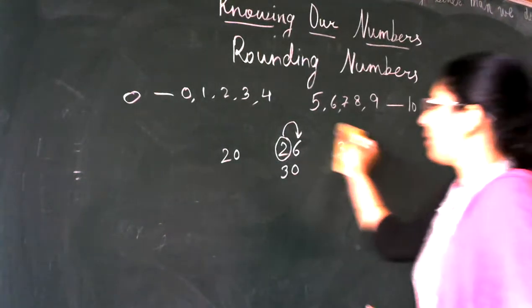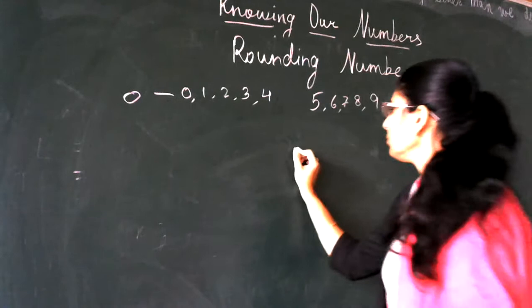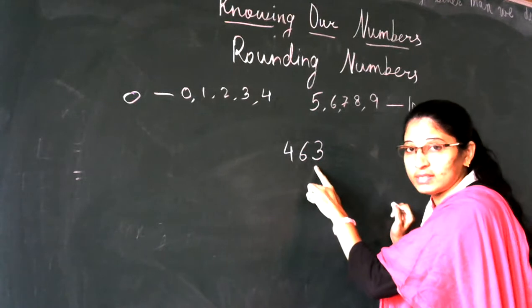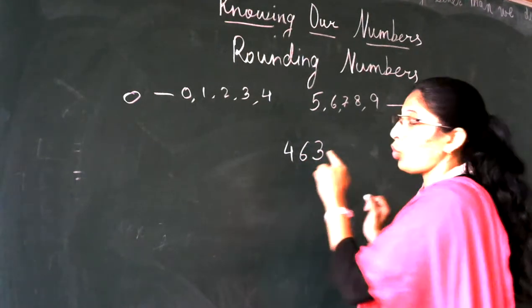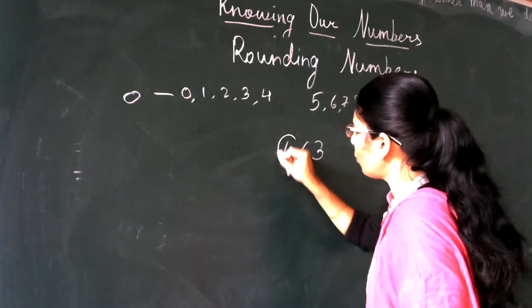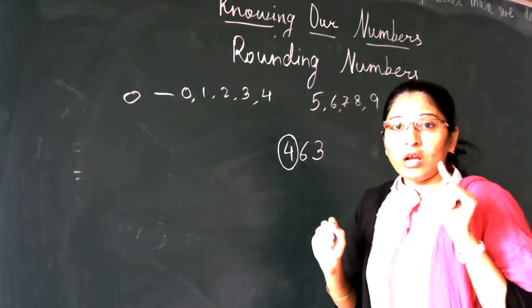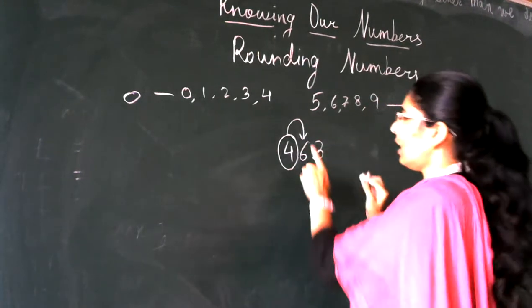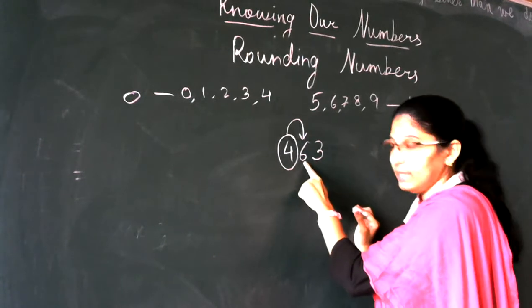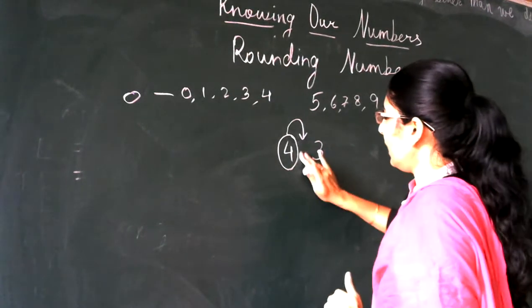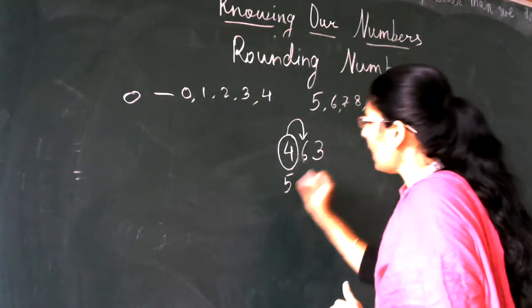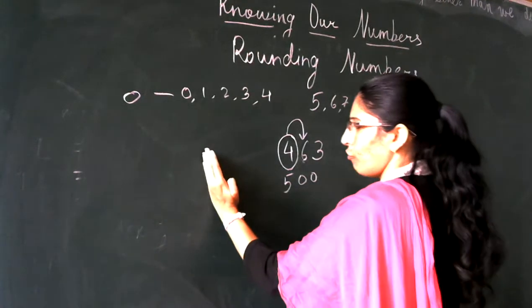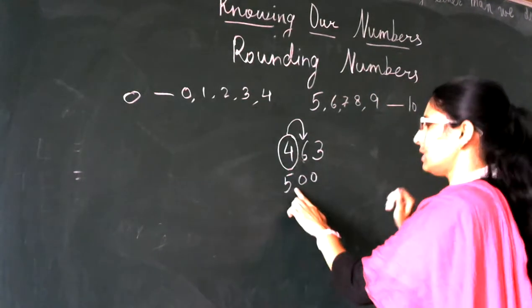We'll take an example in hundreds: 463. Now we need to round off to 100. So what do we have to do? We circle the 100s place and see the previous number. Here the previous number is 6, that means we need to add 1. So it will become 5 and the remaining numbers will become 0. So it is nearer to 500, means it is nearer to 400 or 500. So it is nearest to 500.